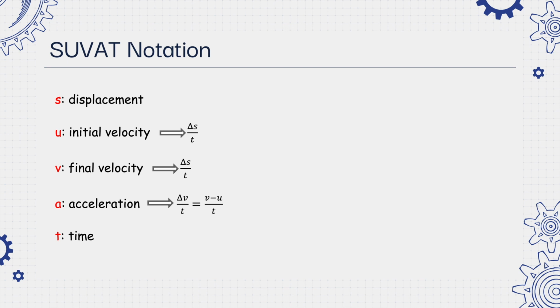Then we have A, that of course is acceleration. Acceleration can be measured by the change in the velocity, so final velocity minus initial velocity divided by the time, and the unit is meter over second squared. Then we have T, the time, and the unit is seconds.